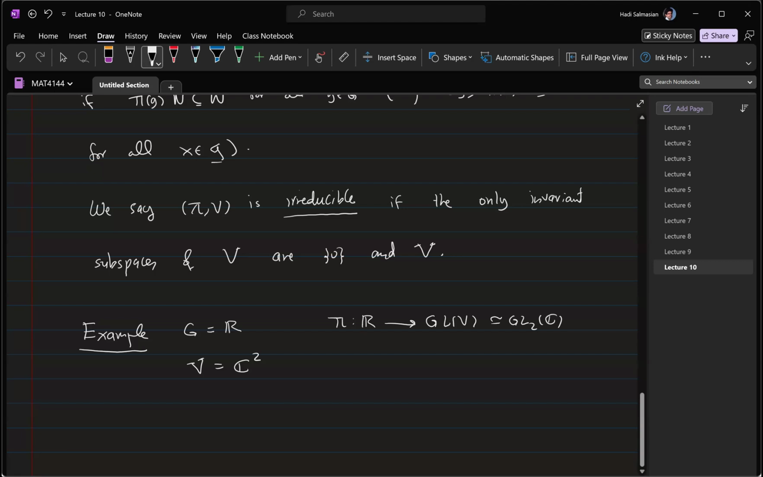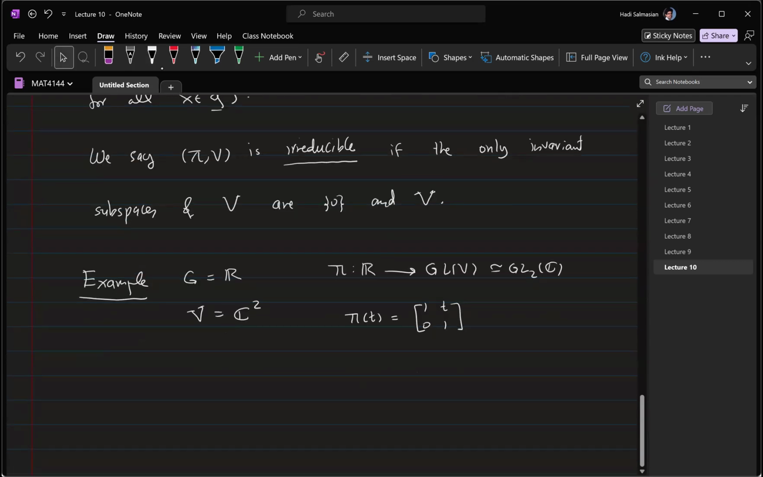How can we realize R as a matrix Lie group, really as 2 by 2 matrices? Well, pi(t) is the matrix (1 t; 0 1). You can easily see that this is a Lie group homomorphism. By matrix multiplication, pi(s+t) equals pi(s) pi(t), and continuity is clear because the entries of this matrix are continuous functions in the parameter t.